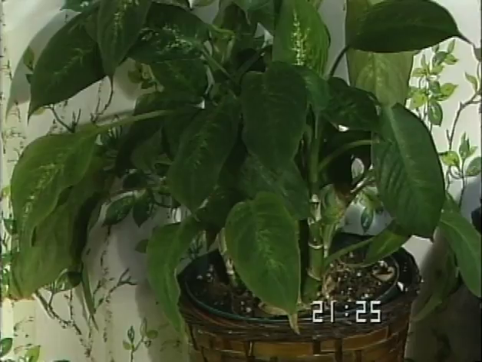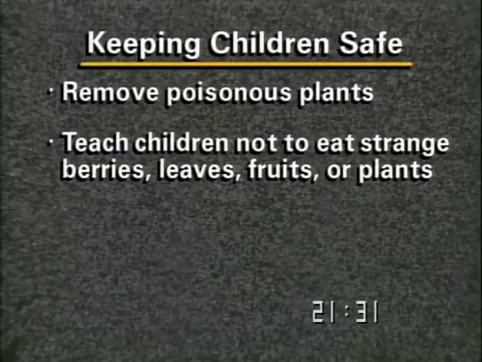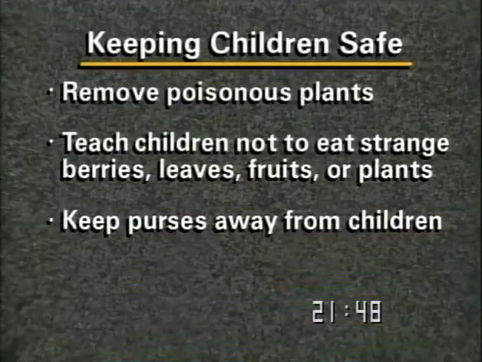poisonous if eaten. Don't put children at risk for the sake of decor. Remove the plant. Teach children not to eat strange berries, leaves, fruits, or parts of plants. Other sources of poisoning and injury which you cannot see are in the purse. It contains makeup and maybe even medication. There may be a comb or pen, sharp items which could result in an injury if the child plays with it. Keep the purse safely away from children.